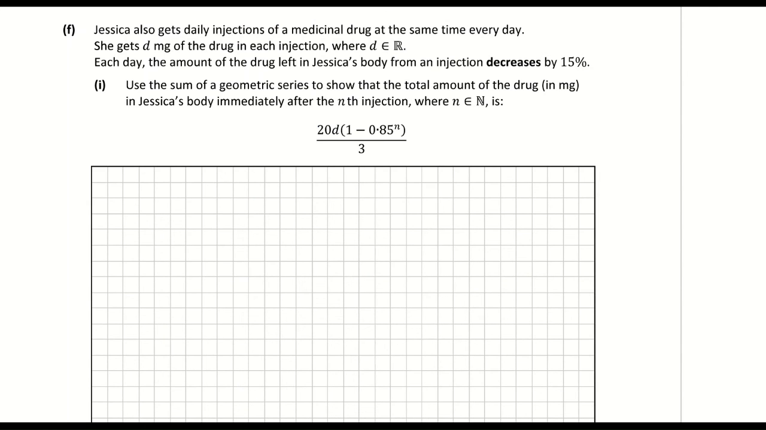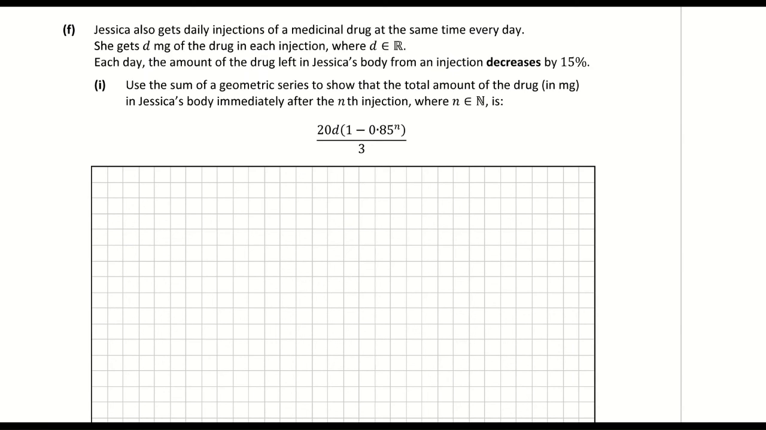Part F, Jessica also gets daily injections of a medical drug at the same time every day. She gets d milligrams of the drug in each injection. Each day the amount of the drug left in Jessica's body decreases by 15%. Use the sum of the geometric series to show that the total amount of the drug in Jessica's body immediately after the nth injection is given by the following expression.